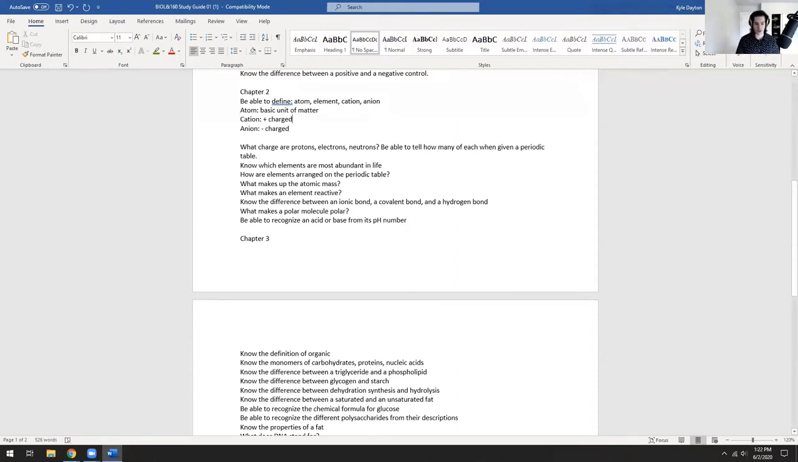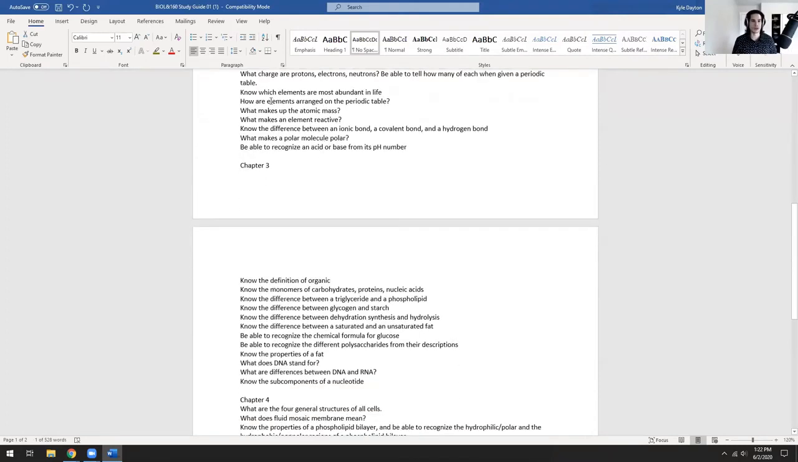An example of a cation would be Na+. If you saw Na+ anywhere, you'd know that's a cation. If you saw Cl-, you'd know that's a negative charge, so that's probably an anion. You could also associate the "an" with anti. Anti probably means negative, so you could associate that with being negative.